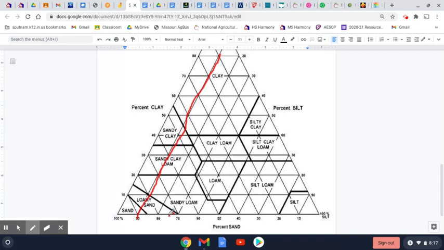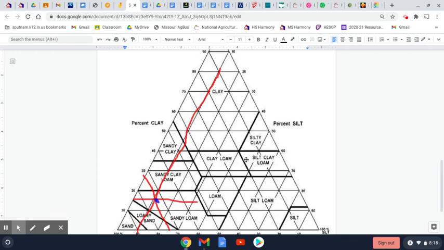For sand, we have to follow at a diagonal, so we follow these lines here for sand. And then for clay, we had about 15%, and clay works straight across. So clay for about 15% would be about there. That shows us that our texture would be a sandy loam because our lines all intersect right there. So that is how that would work for your assignment.